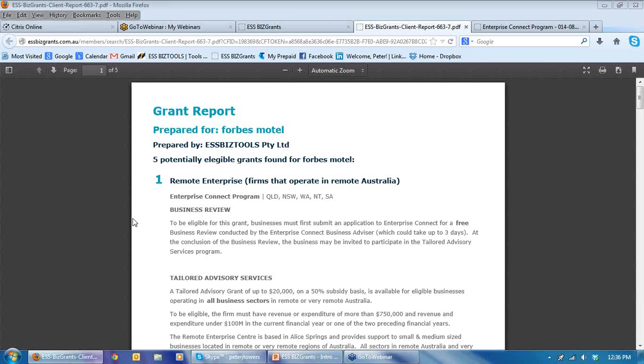I've personally been involved, and I've seen other accountancy firms involved in Enterprise Connect projects ranging from budgets, cash flow forecasts, debtors analysis, business plans, corporate governance reviews, human resources systems reviews. So there's a range of work that then can be done.